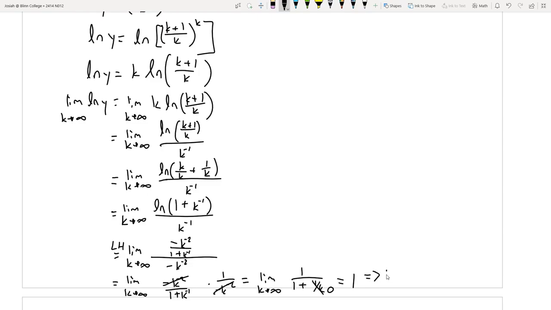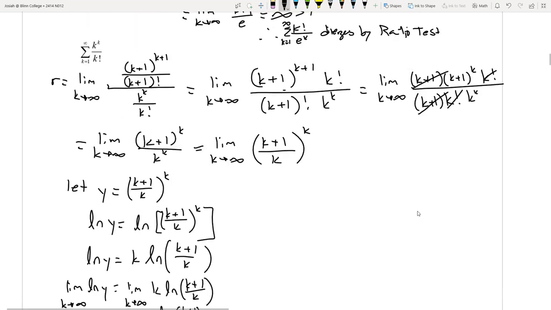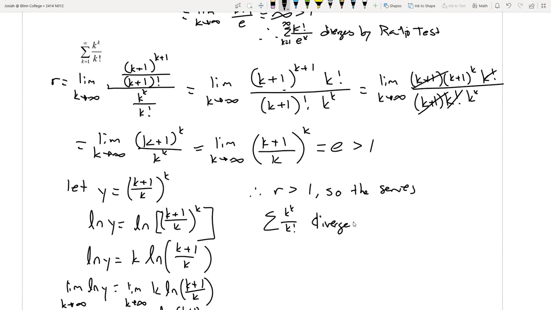So if I'm looking for the limit as k tends to infinity of y, that's going to be e to the first, which is just e. And so that's what I'm going to have up here. And this guy is greater than 1. Therefore, r here is going to be greater than 1. And so the series k to the k over k factorial diverges by ratio test.